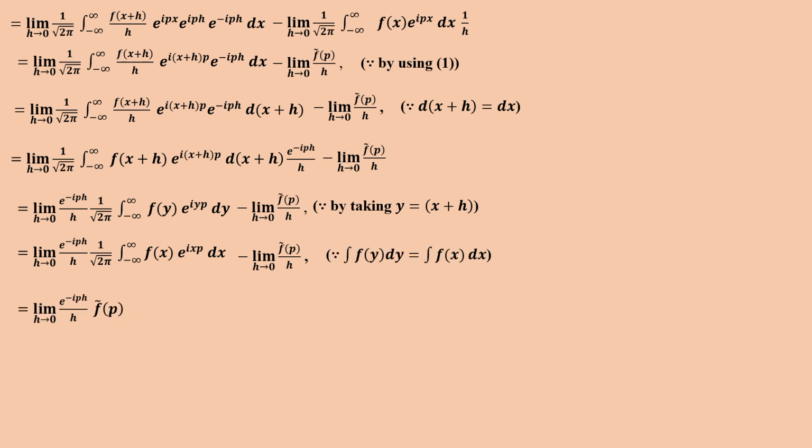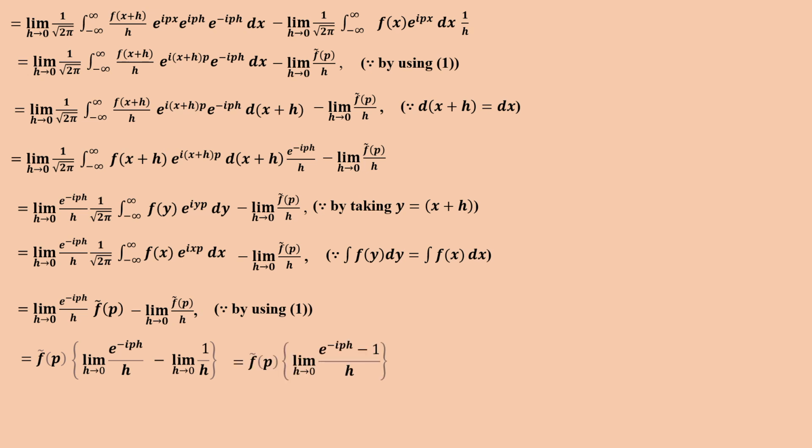So that is equal to limit h tends to 0, e power i p h by h, that is Fourier transformation of f of x, that is f bar of p, minus limit h tends to 0, f bar of p by h. So f bar of p is common, take it outside from the limit. So limit h tends to 0, e power i p h by h, minus limit h tends to 0, 1 by h, that is equal to f bar of p, limit h tends to 0, grouping, right? Limit is common, right? Common limit, e power i p h minus 1 by h. It is equation number 4.